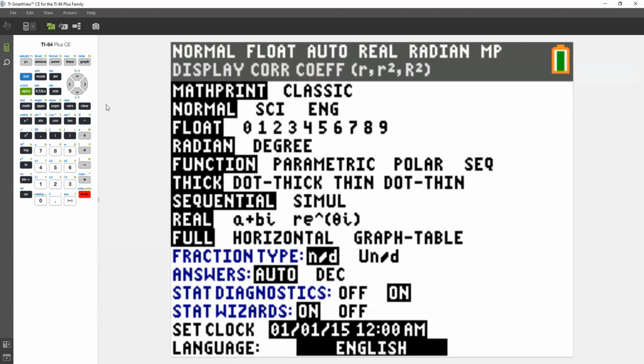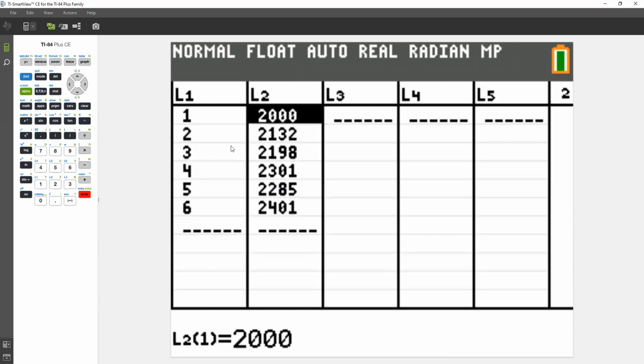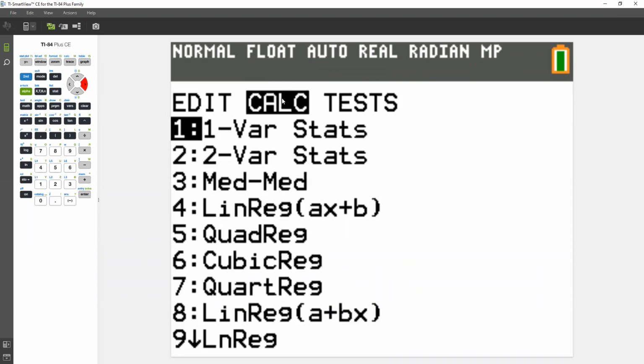So now that I have my stat diagnostics on, I'm going to go back to stat, which is right next to the arrow pad. We want to do some calculations now. Where stat and edit allowed us to type in our data, stat and calc in the middle is going to allow us to do our calculations. So we're going to use the arrow pad again to go to calc. We went from edit to calc by using the right arrow pad.